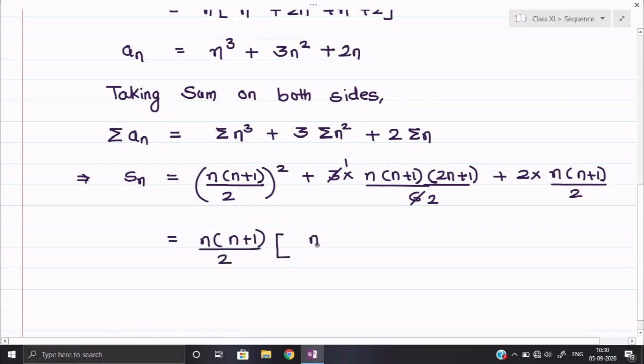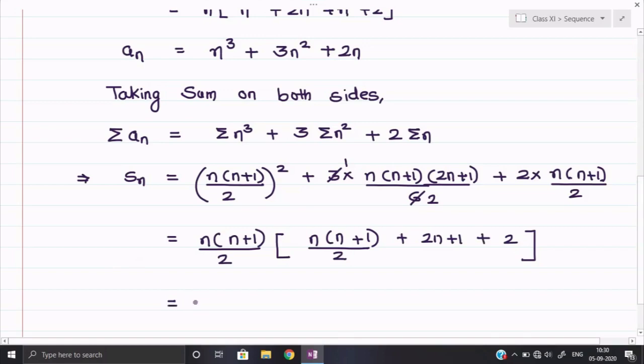So what will remain here? In the first bracket it will remain n into n plus 1 upon 2, because it was a square of that. So n into n plus 1 upon 2 I have taken common. Okay, then similarly from the second term it will remain 2n plus 1, and from third term only it will remain 2, because n into n plus 1 upon 2 I have taken common. So now 2n plus 1 plus 2, it will become 2n plus 3.